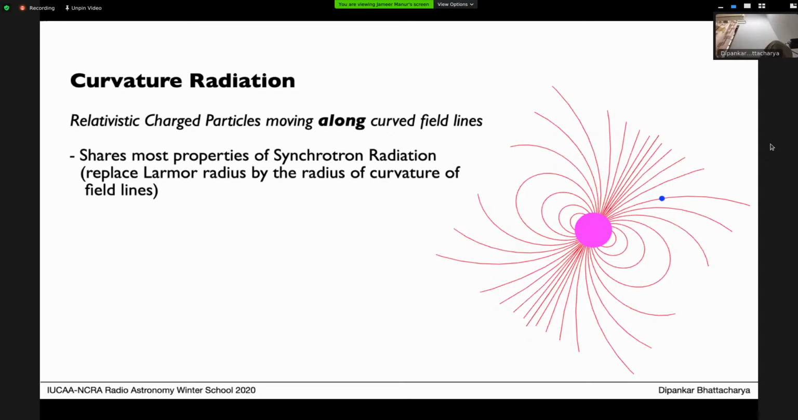The only thing is, the radius of curvature of the gyrating synchrotron path, which is called the Larmor radius, has now to be replaced by the radius of curvature of the field line itself. Once you do that, the description is very similar to that of the synchrotron radiation. And this curvature radiation is very important in the magnetospheres of very strongly magnetized objects like pulsars. Next slide, please.